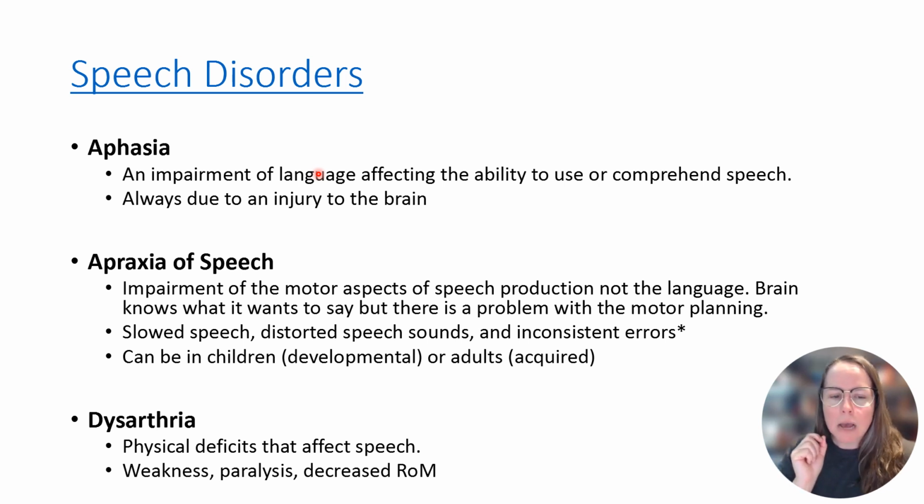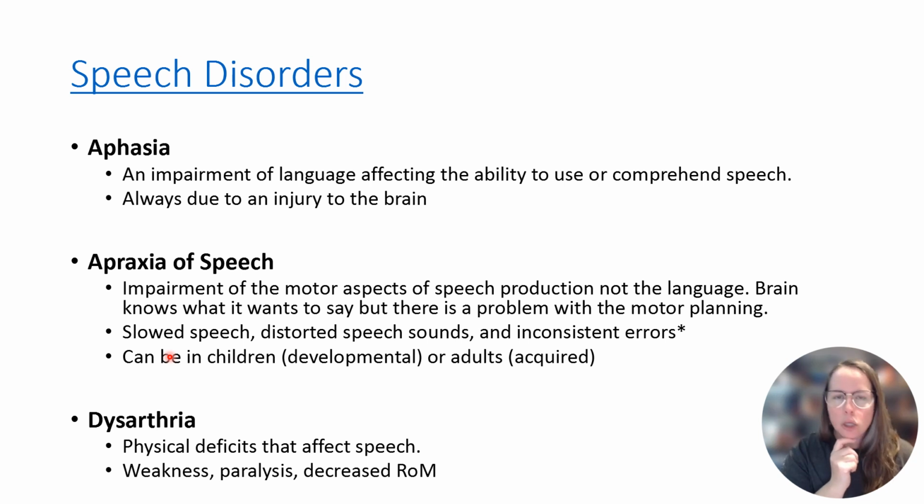So you might have weird sounds, your speech is slower, and you'll have inconsistent errors. So you might say, I believe the example she gives is like, instead of saying dog, you might say God or gob. But every time you try to say the word dog, you say a different word. So that's what we mean by inconsistent errors. That's the biggest ding, ding, ding, it's apraxia. It can be in children, and typically if we see this in children, it's a developmental concern, and in adults, it's usually acquired, usually from an injury.